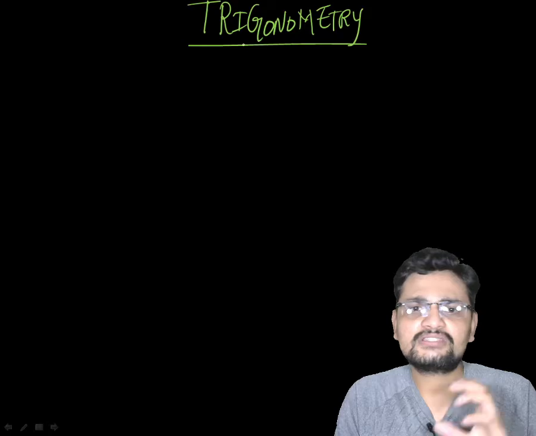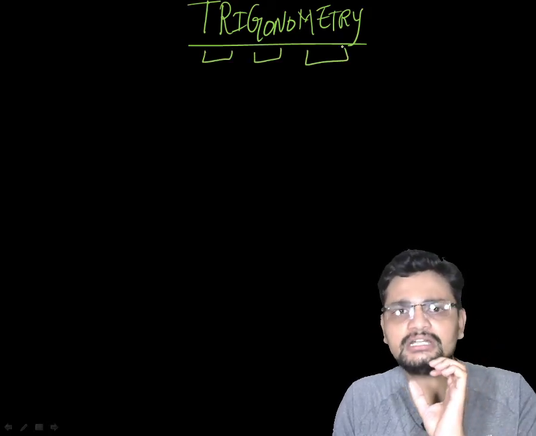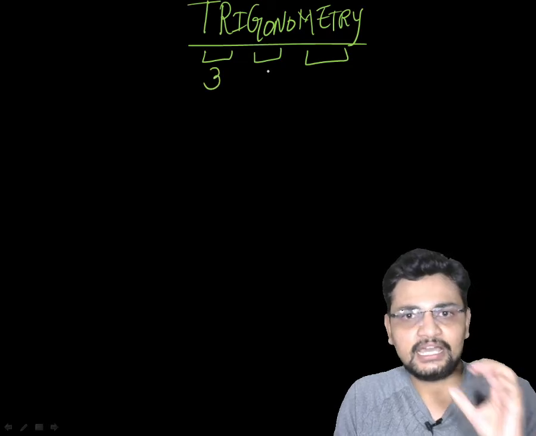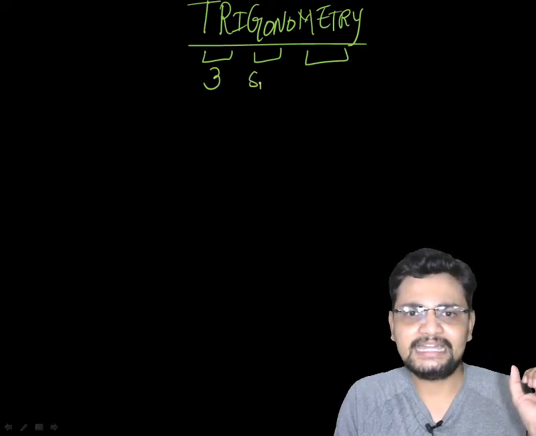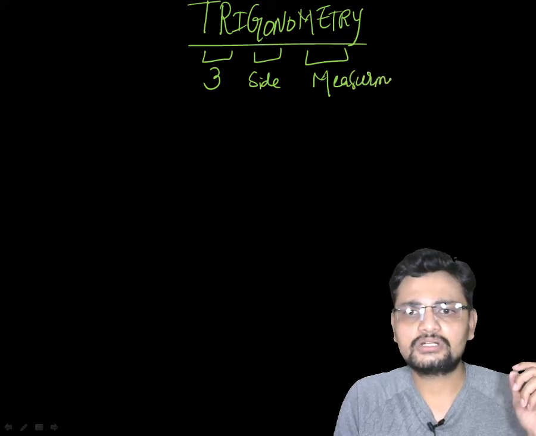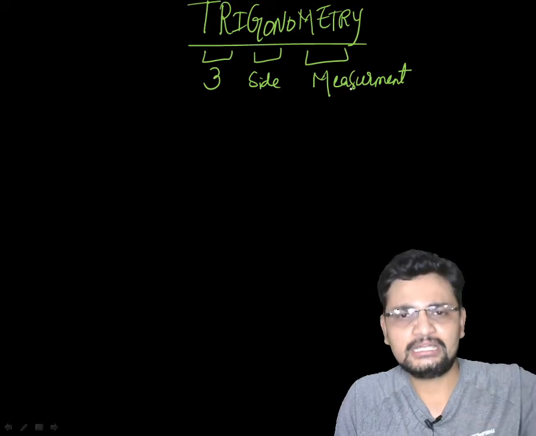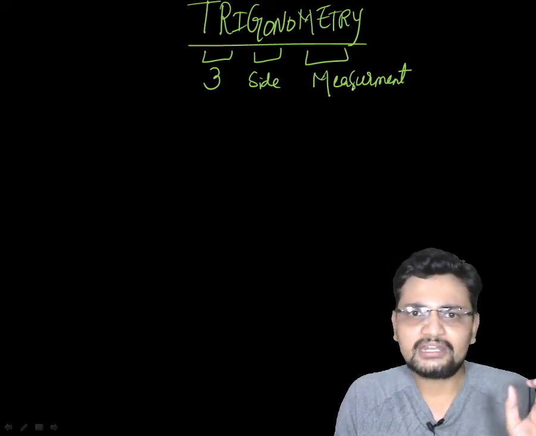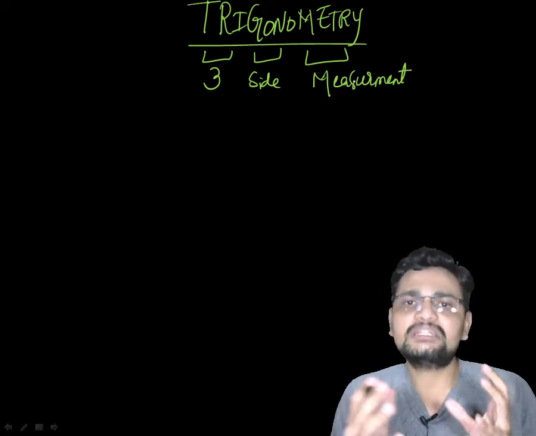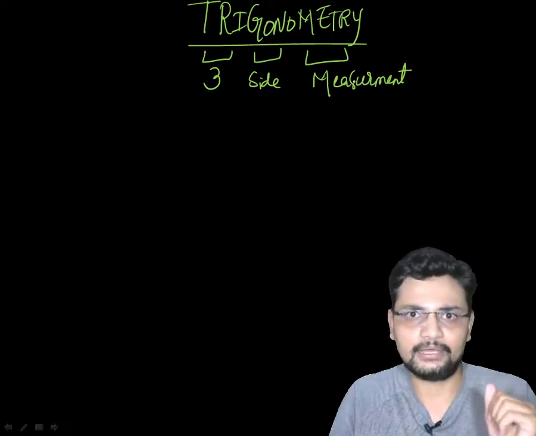Now, as the name itself suggests, it's a Greek word. It's a combination of 3 words. Tri is nothing but 3. Gono is nothing but side. And metri is measurement. So 3 sides measurement is nothing but trigonometry. So this is a branch where we study the relation between angle and side of a triangle.